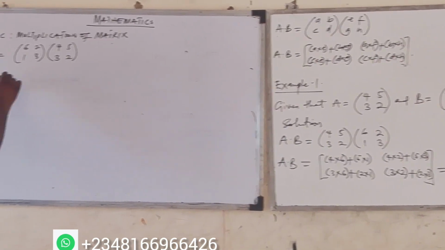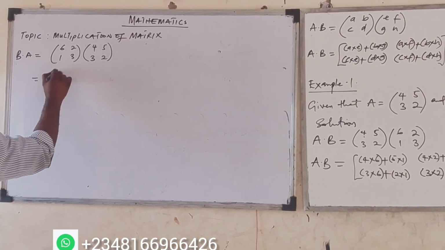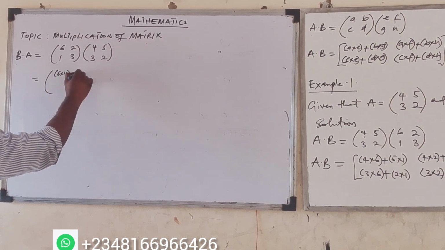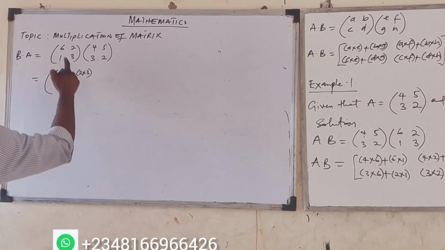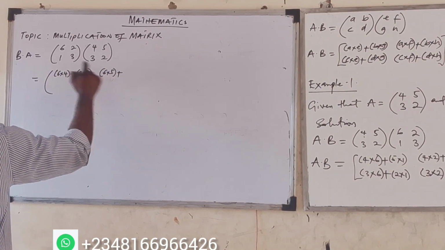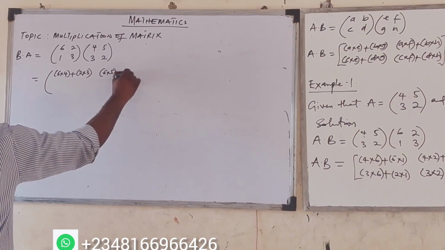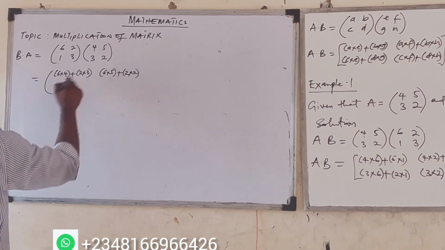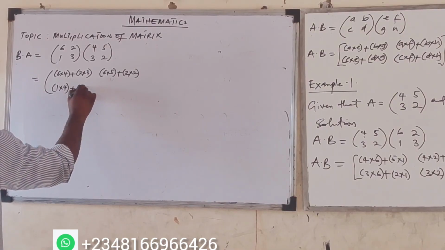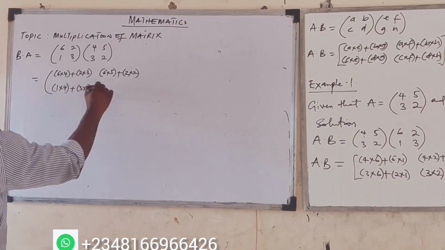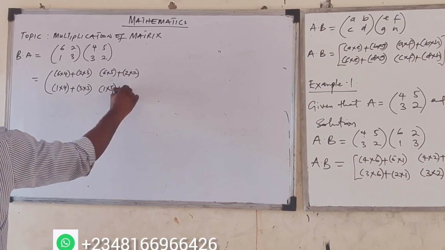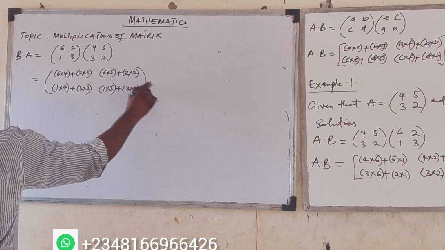So here we have it as 6 times 4 plus 2 times 3. The next one will be 6 times 5 plus 2 times 2. Then coming here, we have 1 times 4 plus 3 times 3. Then lastly, we have 1 times 5 plus 3 times 2. Now the whole of this.